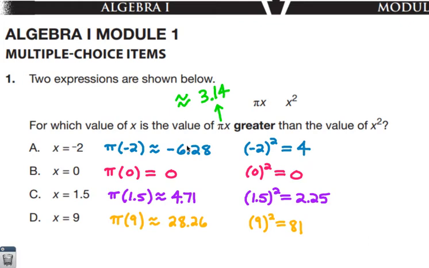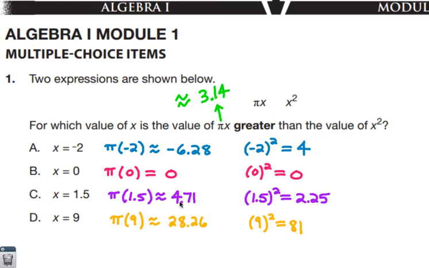And so this is not greater than that, and so it's not A. We keep going through the choices here. 0 is not greater than 0, it's exactly equal to 0. Equal to is a whole different thing than being greater than. So it's not B, because those are equal, not greater. Choice C, 4.71 is greater than 2.25.